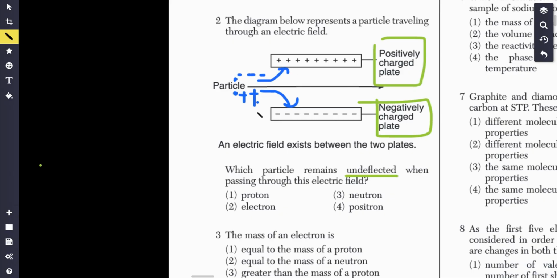Opposites attract. Now, if a particle has no charge at all, then it's not going to be attracted to either of these. It's just going to go straight through. So the answer is going to be number 3, neutron.